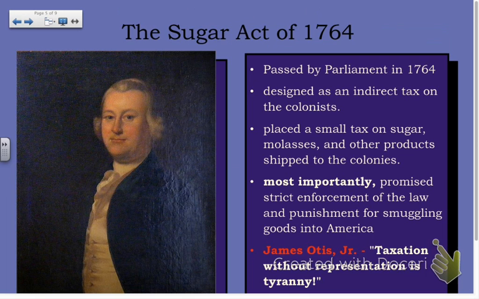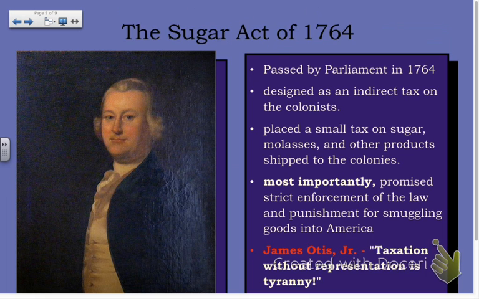Many colonial leaders, like James Otis, pictured here on our slide, spoke openly against this measure. Speaking before a Massachusetts provincial assembly, Otis argued that taxation without representation is tyranny. This statement became the basic patriot position and catchphrase leading into the American Revolution. Colonists didn't believe that Parliament had the right to tax the colonies, since colonists could not elect their own representatives to Parliament.